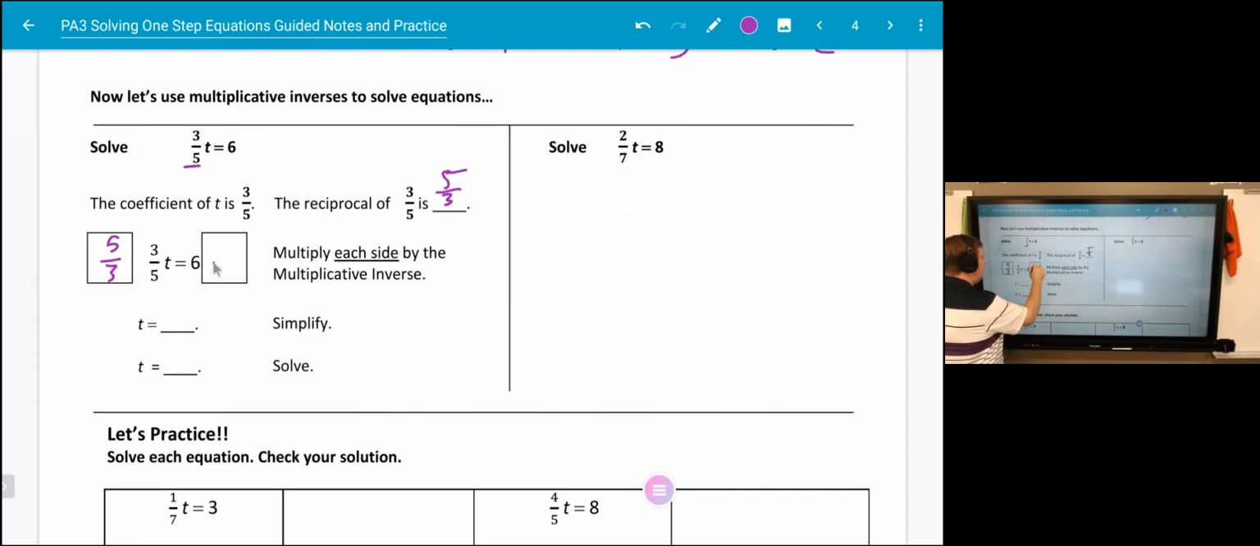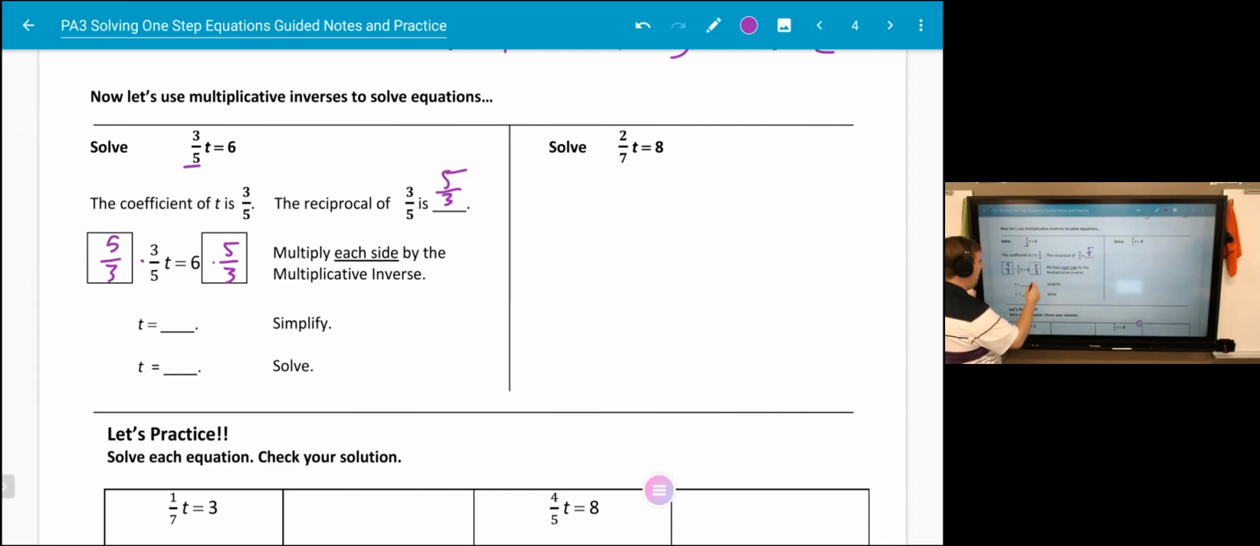5/3 times 3/5 t. Now we can simplify, all right? And here's the beauty of this, right? I know I can do my cross simplification, and I will do that. But if I look at this just straight out how it is, 5 times 3 would be 15. 3 times 5 would be 15. And t, well, what happens there? 15 divided by 15 is 1. 1 times t, we don't write the 1, we just say t. That's why this works, okay?